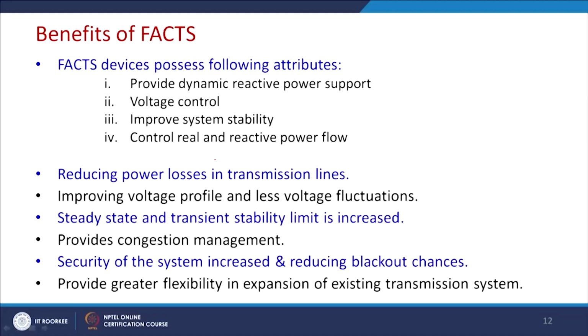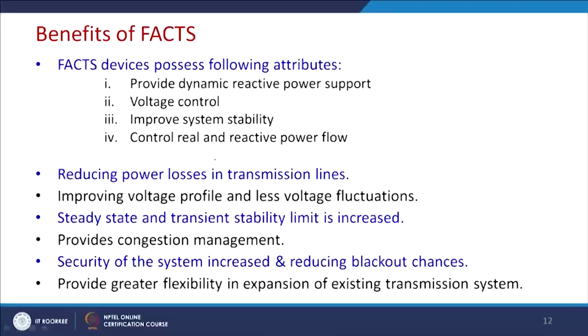And thus in that way we can reduce the power losses in the transmission line, because we can control the power flow of the line, improving the voltage profile and giving less voltage fluctuations, since we can introduce voltage control by the FACTS. Steady state and transient stability limits will also be enhanced by the FACTS devices, and it provides congestion management of the power. We can take power out from the over congested line to the less congested line by the FACTS devices. Security of the system can be enhanced, and the chance of blackouts will be reduced, and it provides greater flexibility in expansion of the existing transmission line.